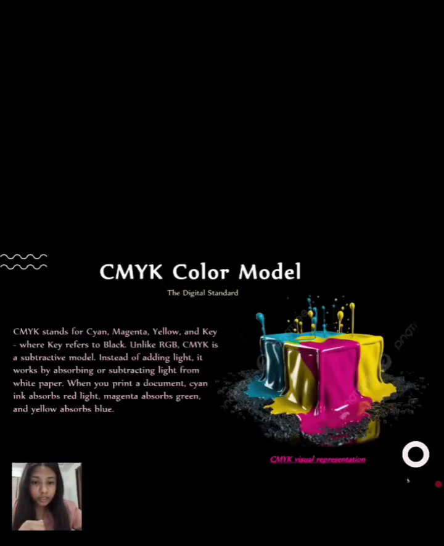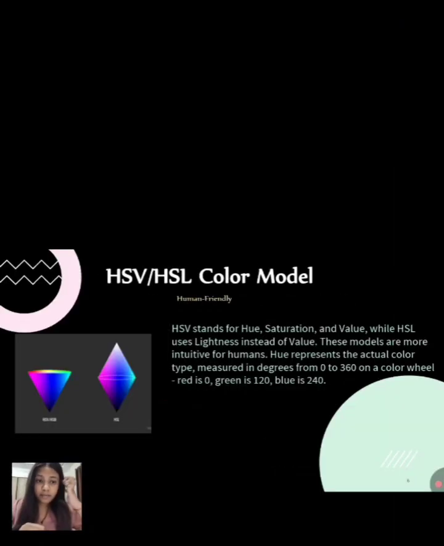So this was it. Now next we have the HSV or the HSL color model. HSV stands for hue, saturation and value, while HSL uses lightness instead of value. These models are more intuitive for humans. Hue represents the actual color type and is measured in degrees from 0 to 360 on a color wheel.